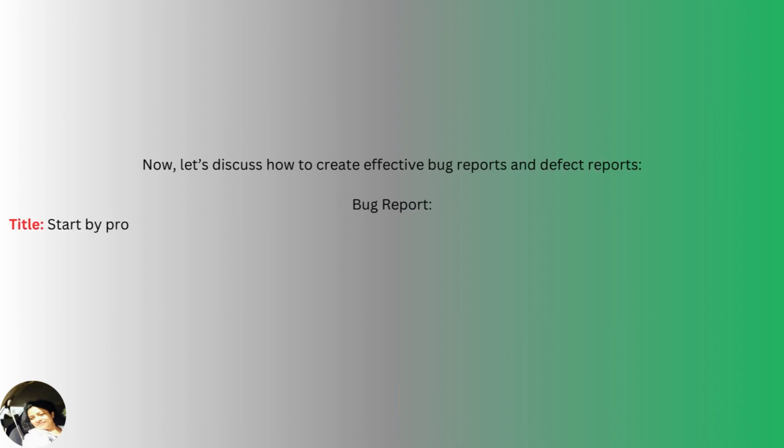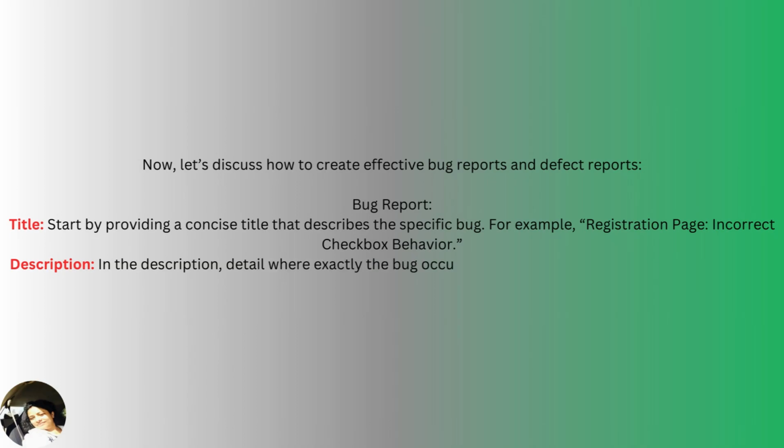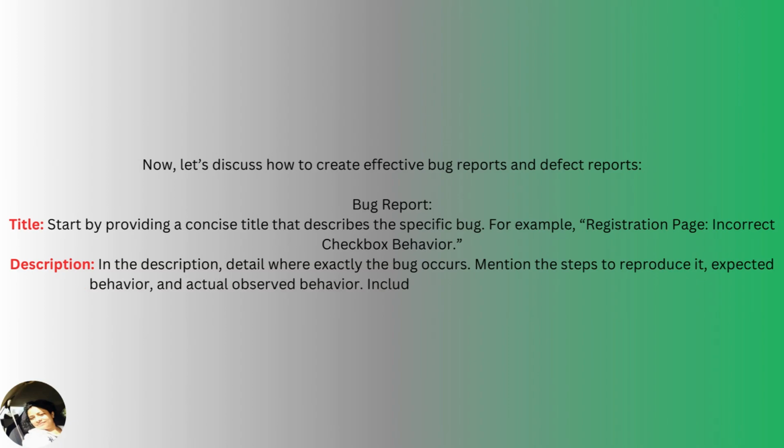Now, let's discuss how to create effective bug reports and defect reports. Bug report. Title. Start by providing a concise title that describes the specific bug. For example, registration page, incorrect checkbox behavior. In the description, detail where exactly the bug occurs. Mention the steps to reproduce it, expected behavior, and actual observed behavior. Include relevant screenshots or logs if available.